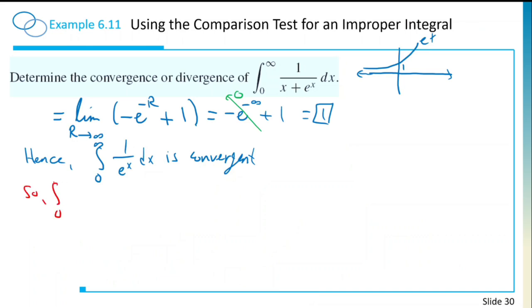So the integration from 0 to infinity of 1 over x plus e to the power of x dx is convergent by the comparison test.